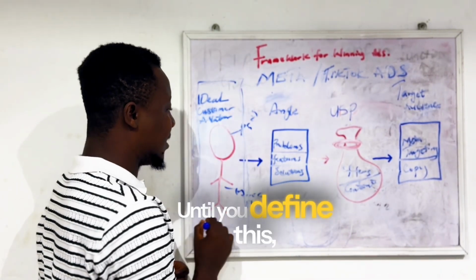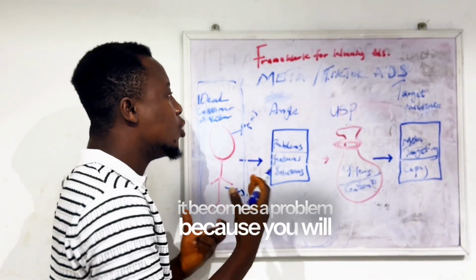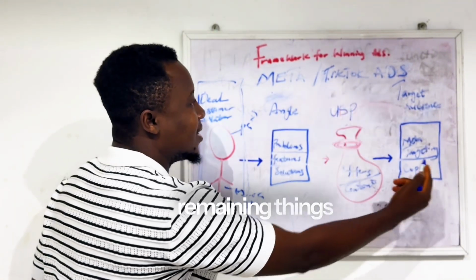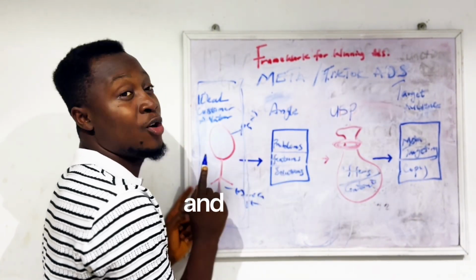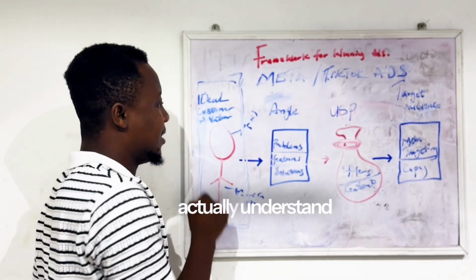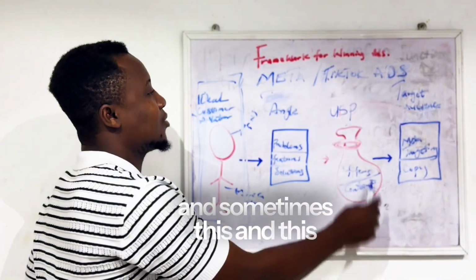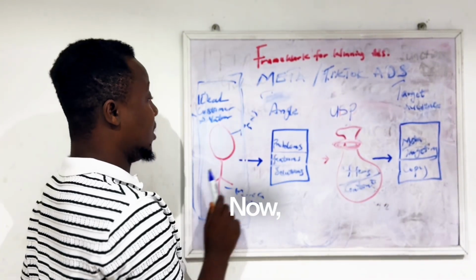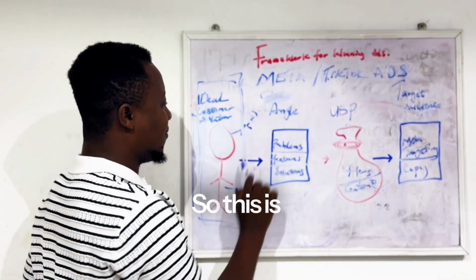Until you define this, it becomes a problem because you will not know how to come up with the remaining things here. That's why you'll be doing trial and error with your target audience. In fact, anybody that's setting your target audience actually understands this and sometimes this and this to set it. Now, this will determine everything that goes there. So this is the foundation of your ad.